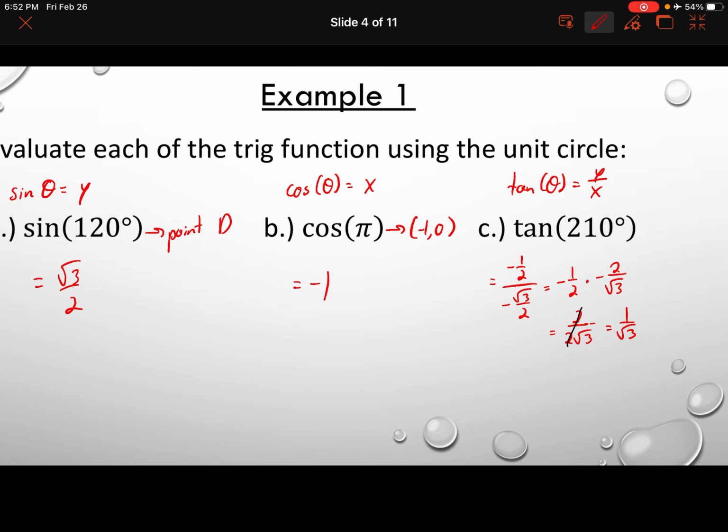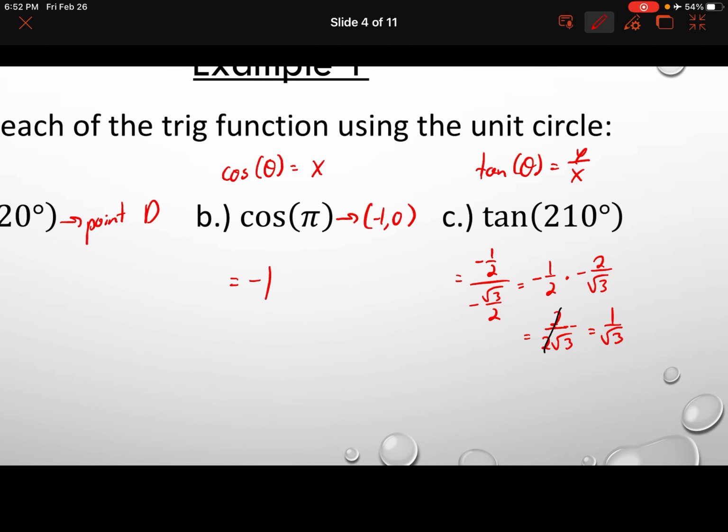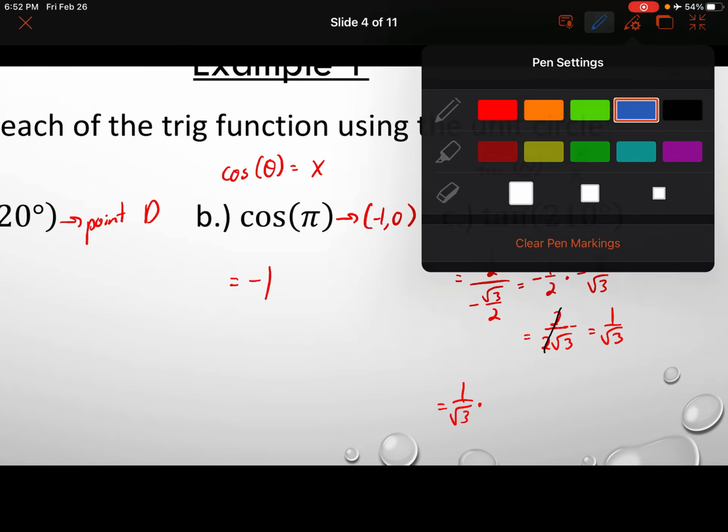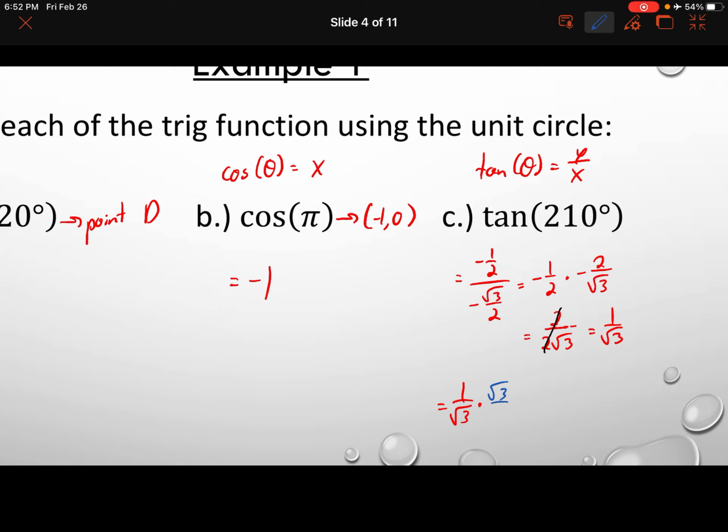as our final answer. Now we can take this even a step further. Remember, whenever you want to get rid of a square root on the bottom, you multiply by that square root. So square root of 3 over square root of 3, the top and the bottom. So that gives us square root of 3 over square root of 9, because 3 times 3 is 9. And the square root of 9 is just 3. So if we went all the way with our simplifying, that would be our final answer, square root of 3 over 3.